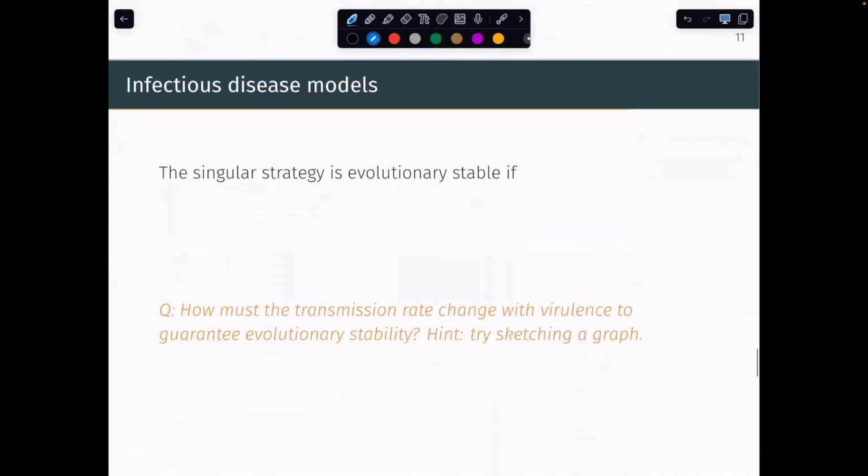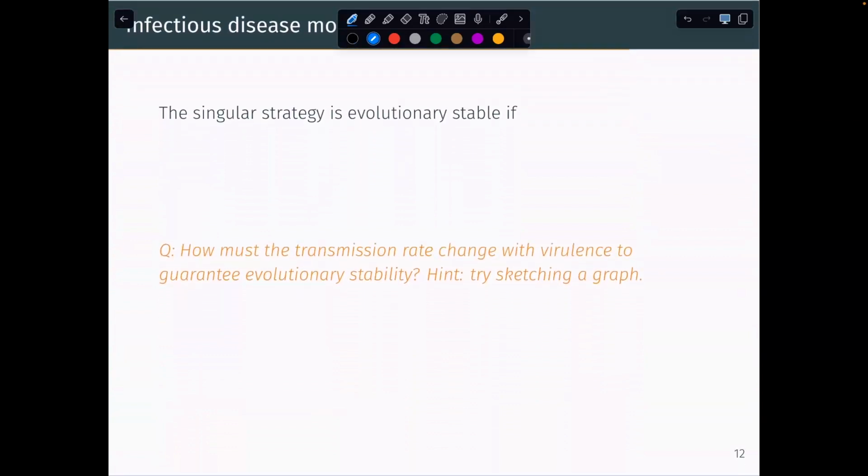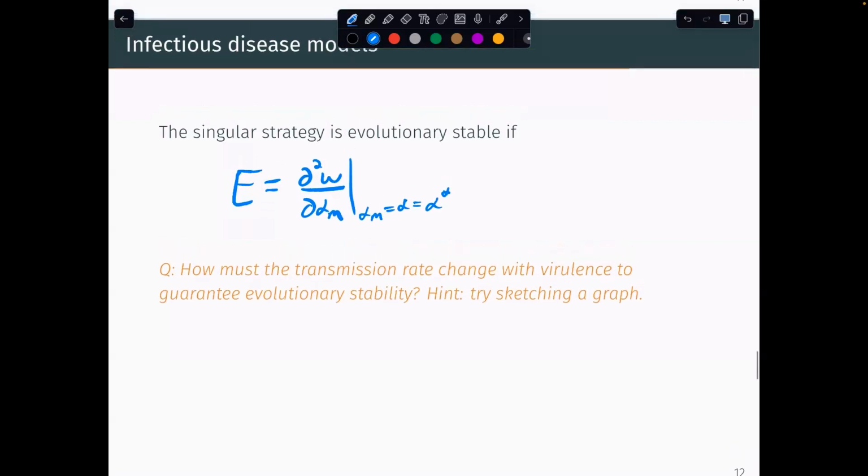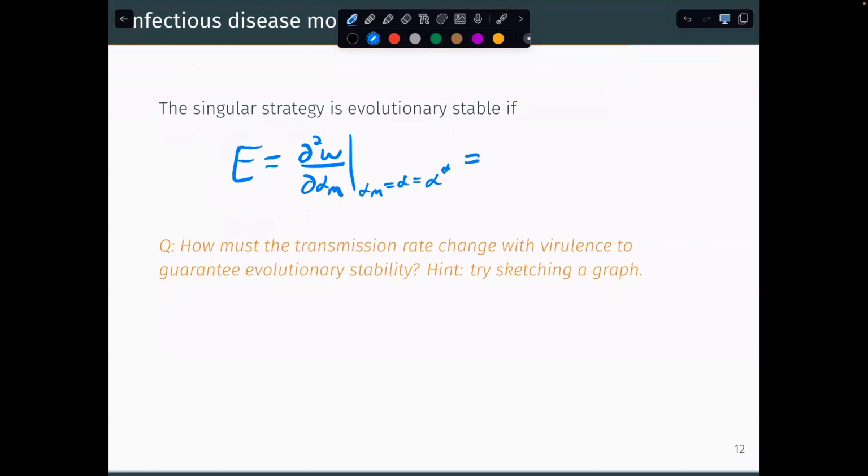Okay. What about our evolutionary stability? Remember, this is telling us if our trait at our singular strategy is uninvadable. This is going to be our second derivative. Remember, we usually call this capital E. It's our second order partial derivative of invasion fitness with respect to our mutant trait. And then we evaluate all of our alphas at this singular strategy alpha star. This is just going to be the second order derivative of beta evaluated at alpha star times S star.